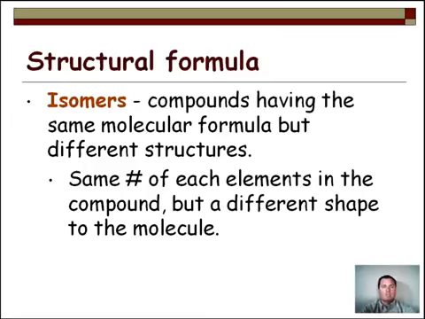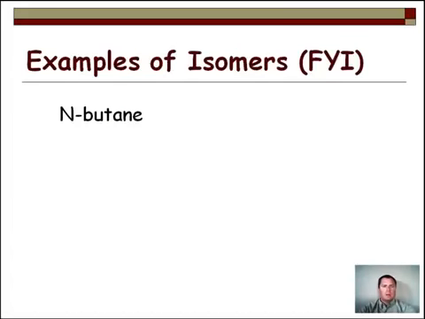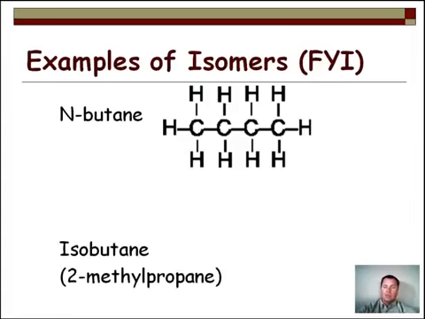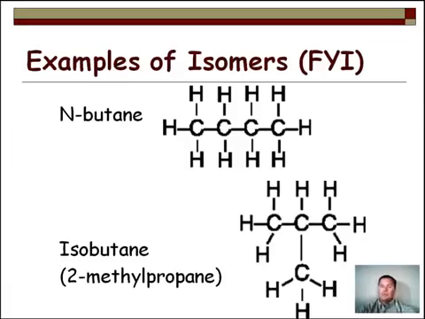Let's take a look at 2 examples here. N-butane is a compound made up of 4 carbons and then 10 hydrogens around. Now if we rearrange that slightly, we get what's called isobutane. You can see still the same number of carbons, and 3, 4, 5, 6, 7, 8, 9, 10 hydrogens, but it has a different shape, so it has different properties. We're not going to get into doing this in this class, so don't worry about this, but I want you to understand what isomers are: atoms with the same molecular formula but different shapes.